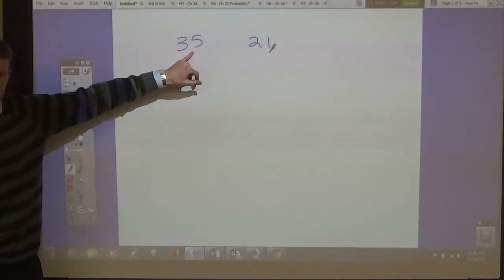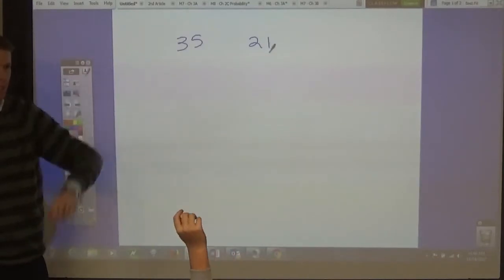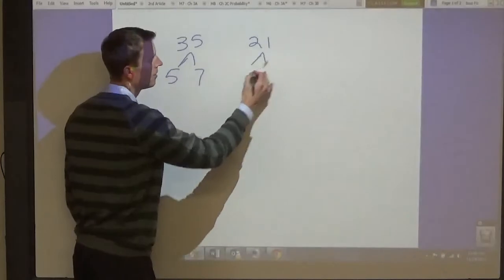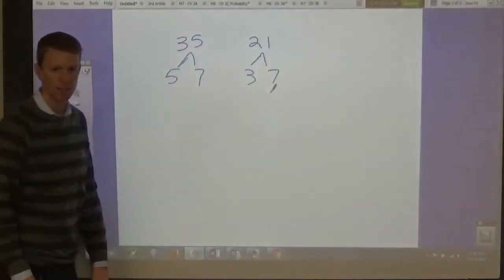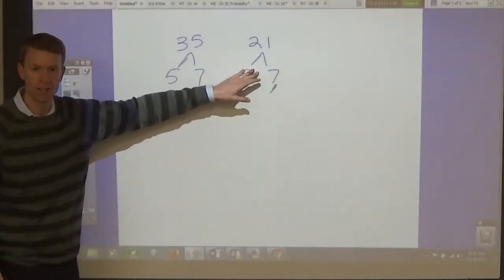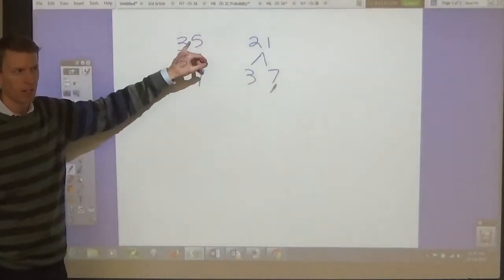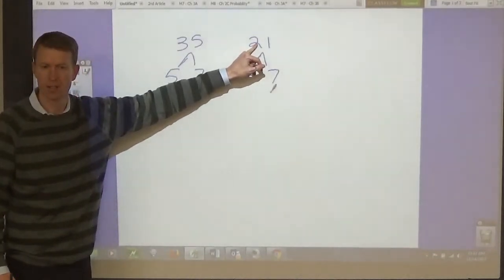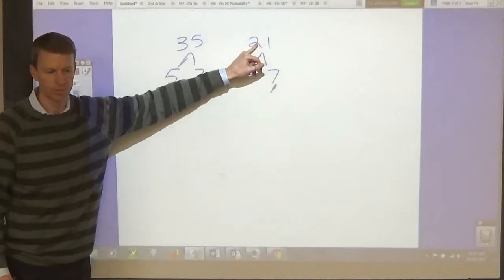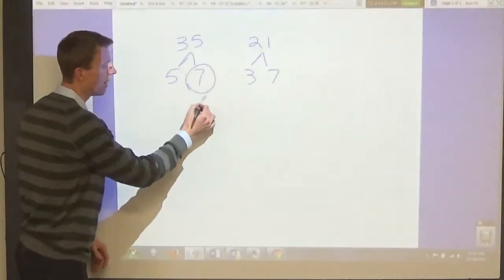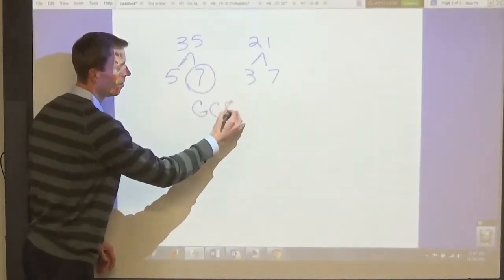35 and 21. What are the factors of 35? Peter? 5 times 7. And this is 3 times 7. So there's a 7 in both. And you might be able to do that in your head, just because you know 7 goes into both. That's the biggest number that goes into both. Okay? So 7 is the greatest common factor.